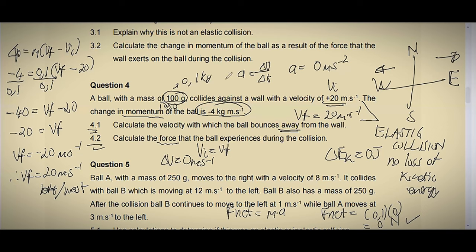So that's how you were just supposed to show that. Note that if our collision is elastic, then there is no loss of kinetic energy, meaning that the forces there will be balanced, right? So if the forces are balanced, that means the ball would experience a zero net force.